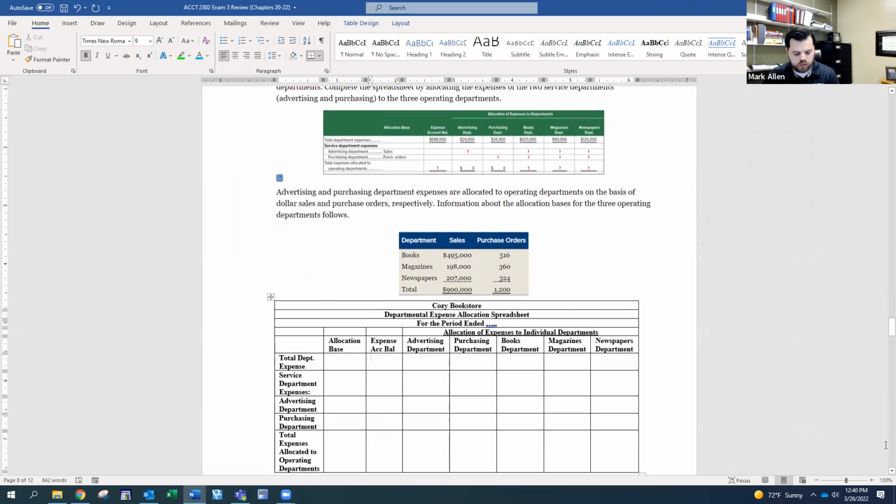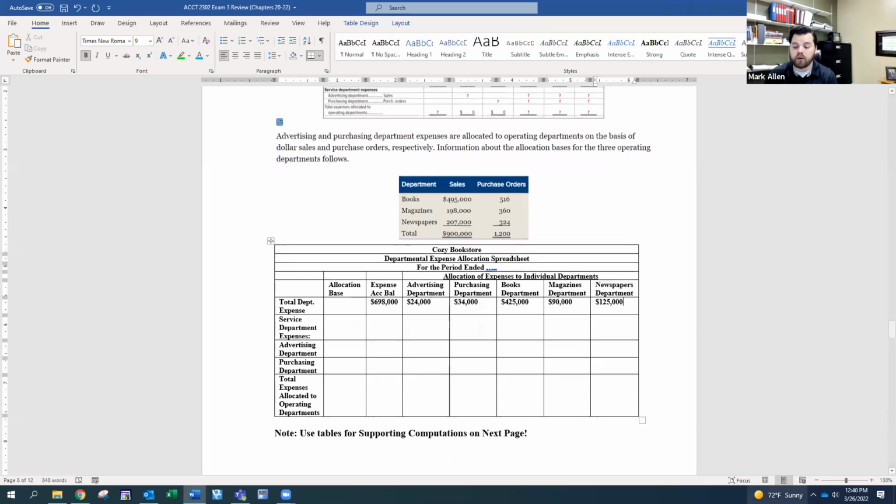We're going to go ahead and just pull it all down. This is 698,000. That's the total. And then it tells me we've got 24,000 in advertising, 34,000 in purchasing. Books have 425,000. Magazines have 90,000. Oops, I guess I need all the zeros. And then newspapers have 125,000. Now, I want to tell you something super important. When you get to the end, the total amount that will be allocated to operating departments, I'm going to give you a trick here, or a hint. It's going to be the 698.